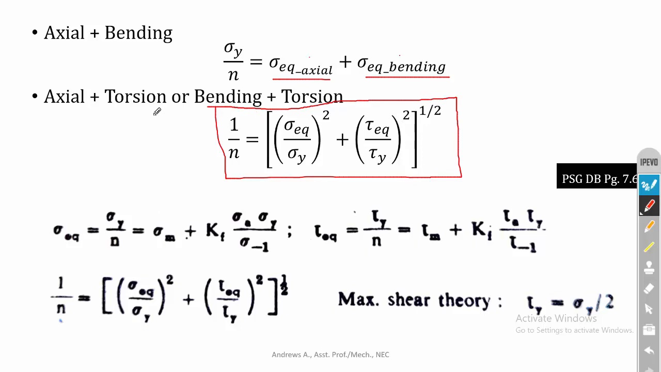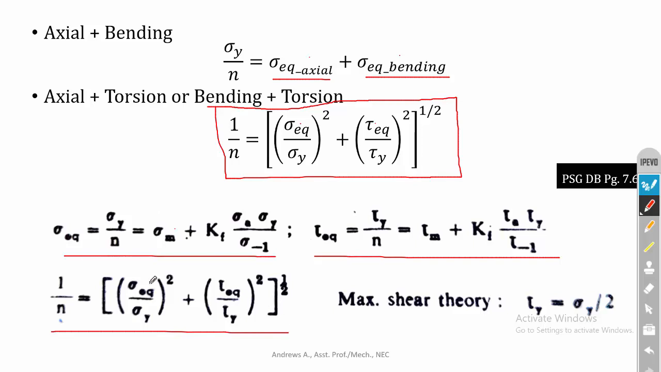In the case of axial and bending, sigma equivalent is because of the axial load. In the case of bending and torsion, sigma equivalent is because of bending and tau is for torsion. So all these formulas are there in the data book page number 7.6. So this is for sigma equivalent. Sigma equivalent is equal to sigma m plus Kf sigma a sigma y divided by sigma minus 1. So similarly for tau equivalent. Further, this is the equation for combined stress, that is normal plus shear stress. So this equation should be used when we find a combination of normal and shear stress in the problem.